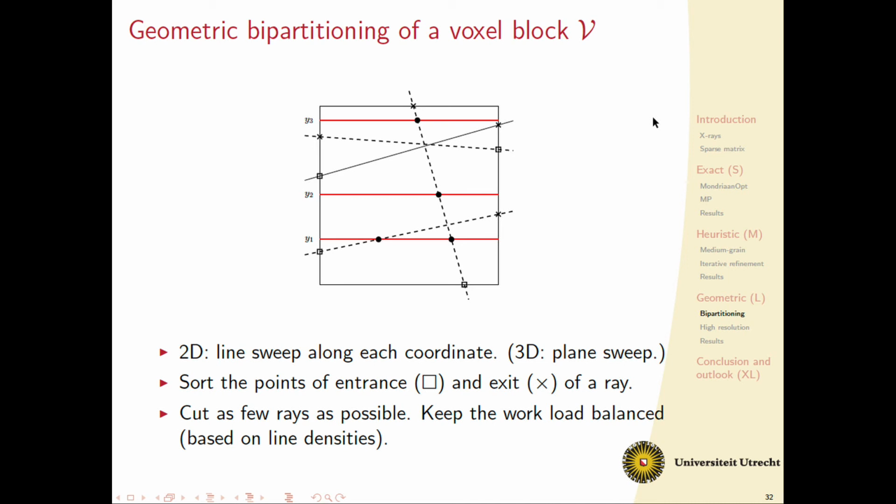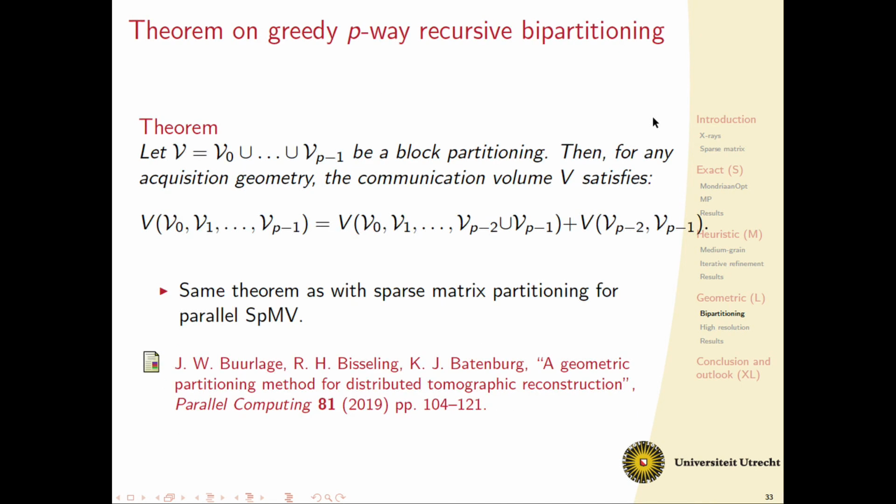In 3D, of course, we use a plane. So the idea here is to find a good splitting plane based on load balance, because we do want both parts to have about the same amount of work. This is based on density of lines, and also reduce the amount of communication. And we try all 3 directions and choose the best splitting plane.